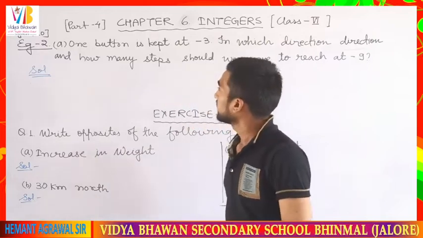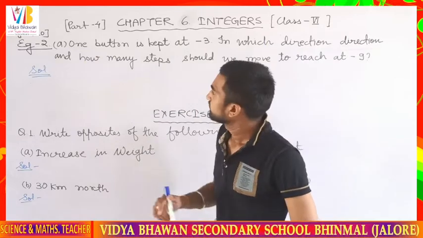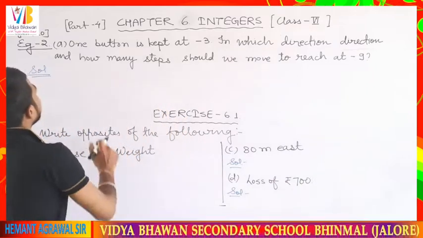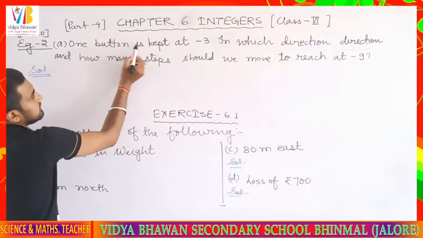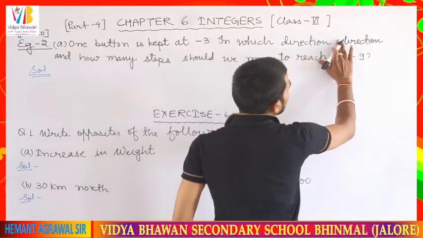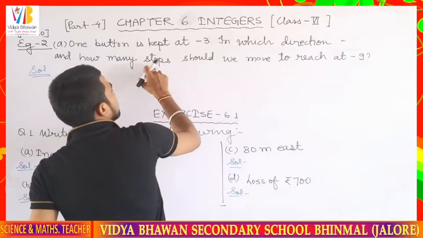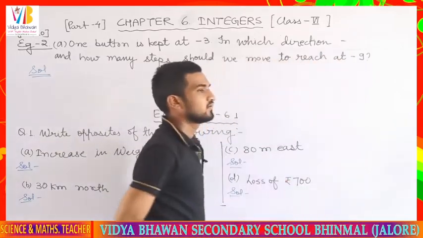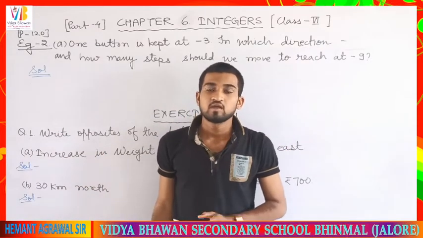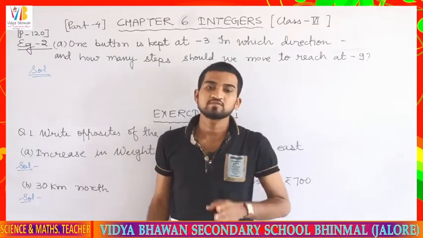Okay. At first I am going to take an example on page number 120 of your book. Example number 2, part A. See here. One button is kept at -3. In which direction and how many steps should we move to reach -9? There is a number line and one button is kept on -3. In which direction and how many steps should we move to reach -9?